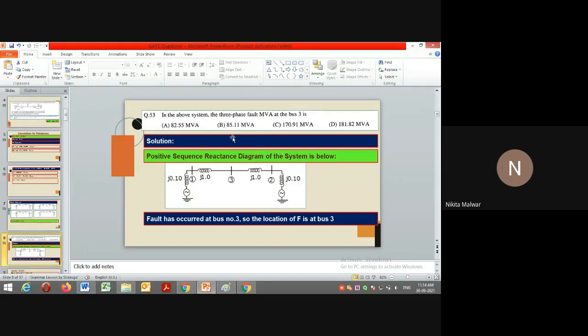Now the condition given is a three phase fault MVA at bus 3. So the fault has occurred at bus number 3. Where is bus number 3? You may find it in the middle section of the diagram. So the location of fault F is at bus number 3, and you may show point F at this point. Let us find out the correct option.